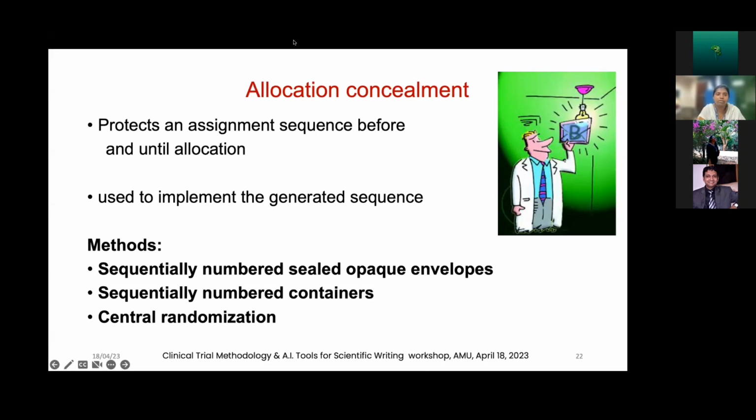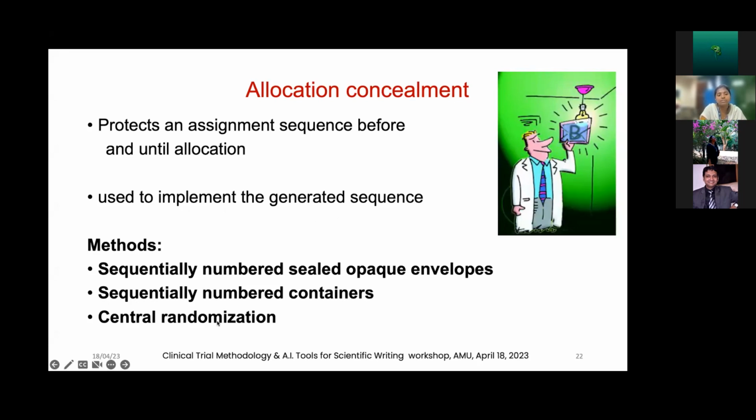So what they came up with is this allocation concealment. Whatever sequence you have generated through one of the techniques is being protected. This assignment sequence is not known to the investigator till a participant is assigned. So that is what allocation concealment is about. It is used to implement the sequence generated so far.